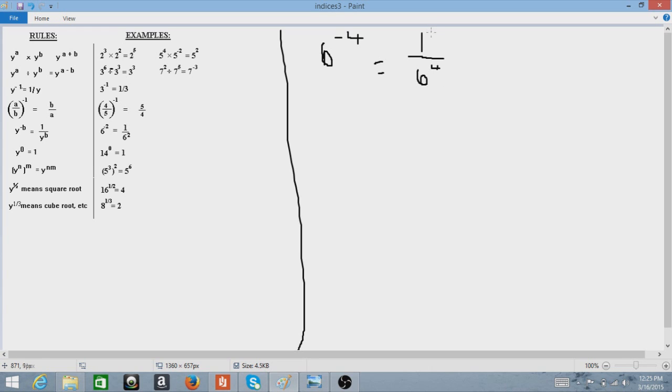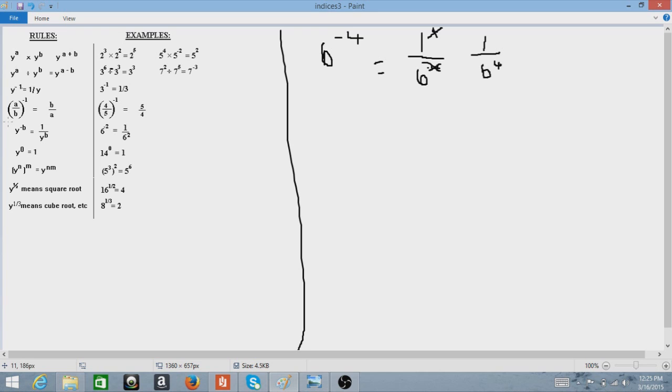You don't put the power of 4 here. You don't do that. You don't keep the minus sign here. You don't do that. Just simple 1 over 6 to the power of 4. Question solved.